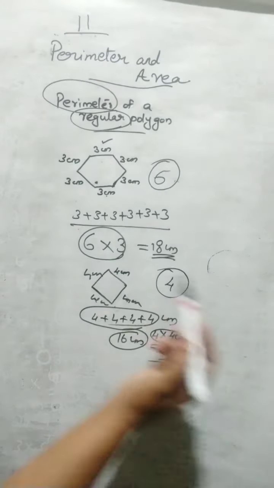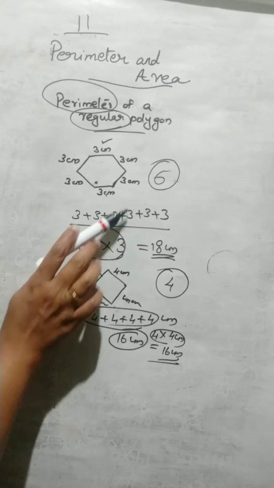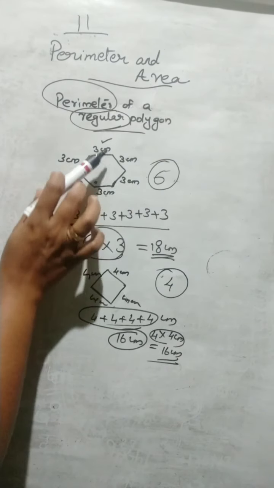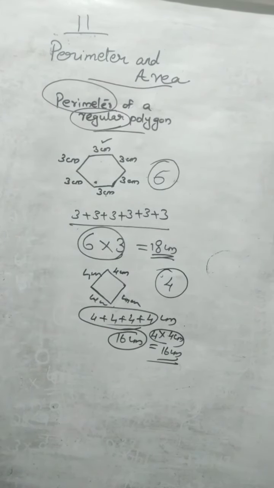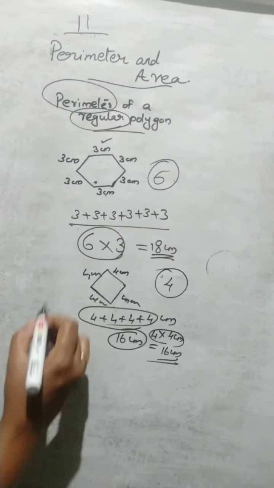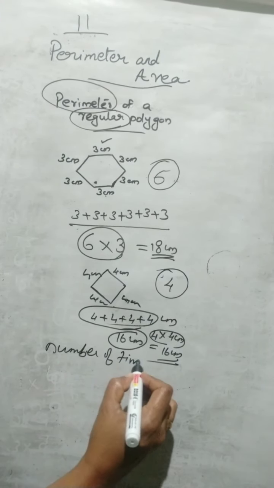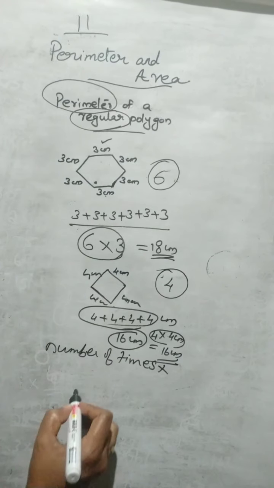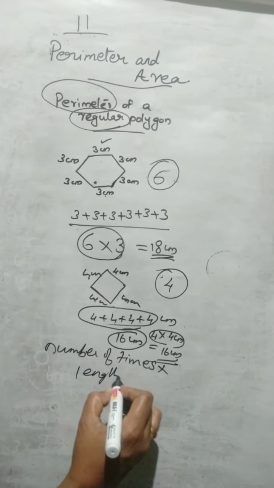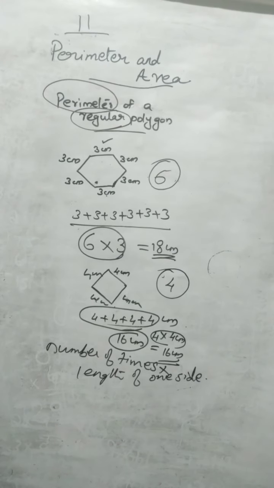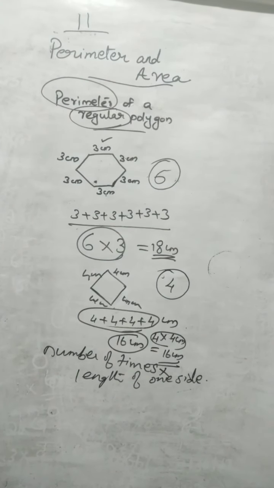Okay, so number of sides times length of one side. 6 times 3. 3 is the length of one side. All sides are same. So we find the number of sides multiplied by length of one side. That will be the way for finding the perimeter of a regular polygon. Got it?